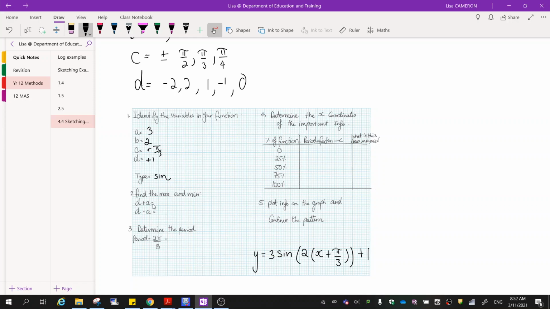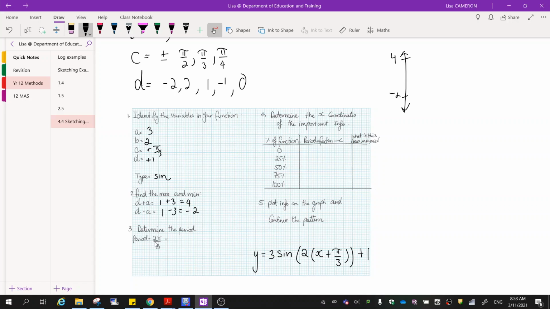Now, step 2 is to find the max and the minimum of this function. This is going to define the range for us. So our d value is 1. We're going to add it to the a value, which is going to give me 4. Then for the next part, I'm going to have our d is 1 minus the amplitude, or the distance from the middle of the graph to one of the peaks, and that's going to give me -2. So my range for this thing, the axis that I'm going to have going like that, is going to range from +4 all the way down here to -2. Step 3 is to determine what the period of our function is going to be.